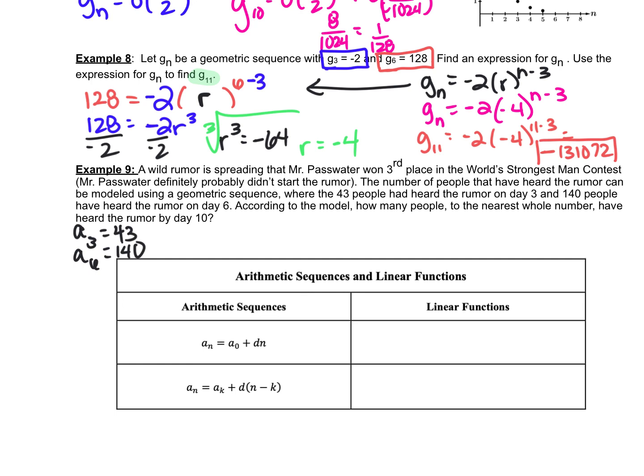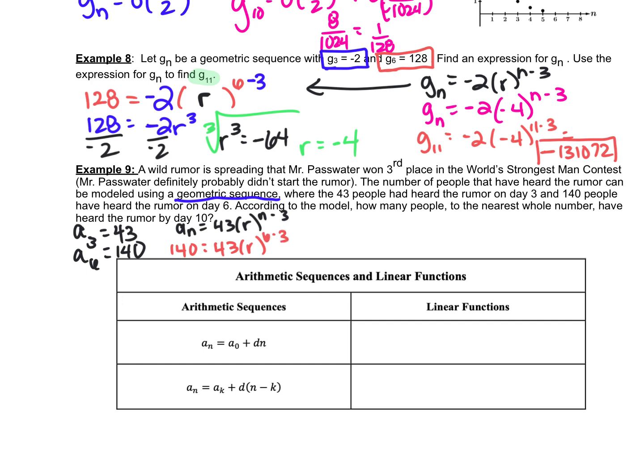He tells us it's a geometric sequence. So we're going to have to follow that same process we just did a few minutes ago. If we start with the lowest value, we know A sub n is going to equal 43 times r to the n minus 3. But I happen to know A sub 6, so I'm going to plug in that point. So I know 140 is going to equal 43 times r to the 6 minus 3.